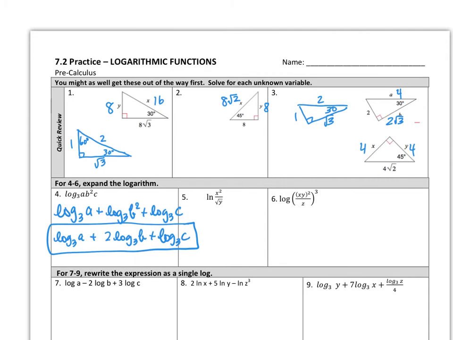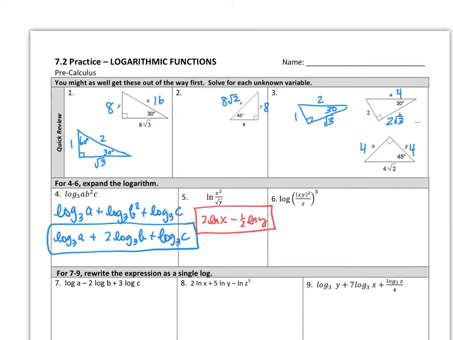Okay, on number 5, I'm going to try to go straight to that step, and hopefully you see it. If not, let me know. This would be 2 ln x minus 1/2 ln y. So if you can go straight to the final answer, great. If not, put the exponents up there and then bring it down.